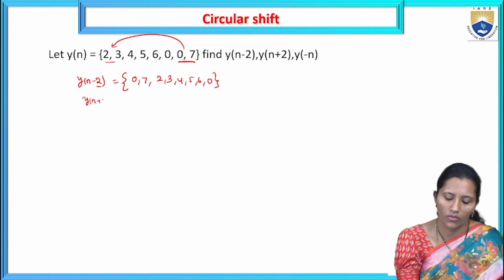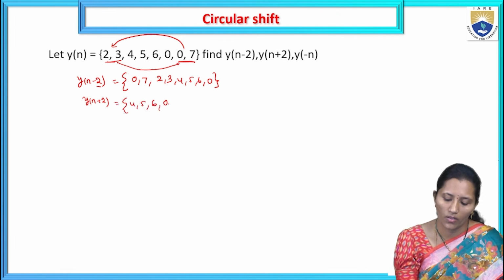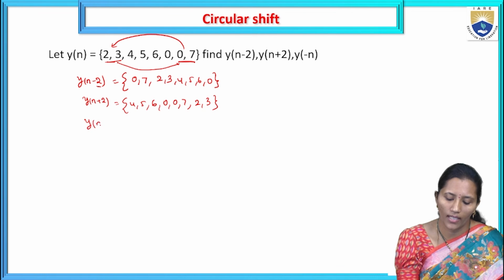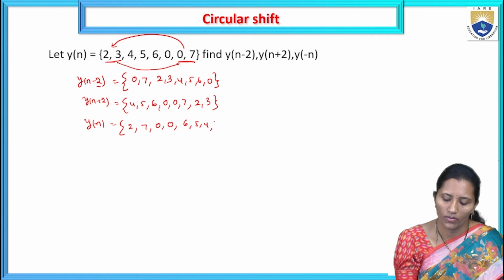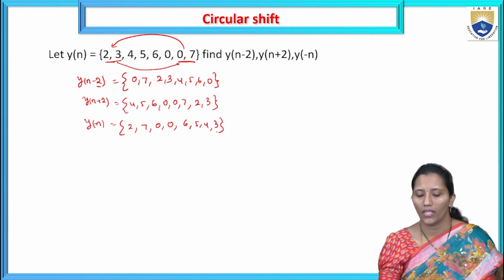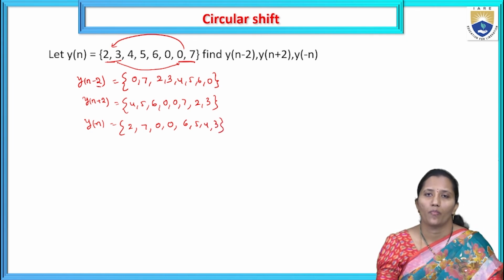If it is n plus 2, the first two samples will move to the last. So we remove the first two samples, leaving 4, 5, 6, 0, 0, 7, and these two samples will come to the last. For y of minus n, the 0 sample will be the same, and then it will come 0, 7, 0, 0. We have to write in reverse order. So these are the basic circular shift operations.